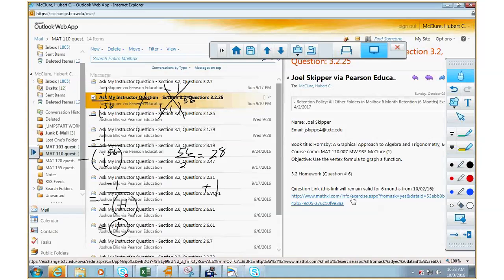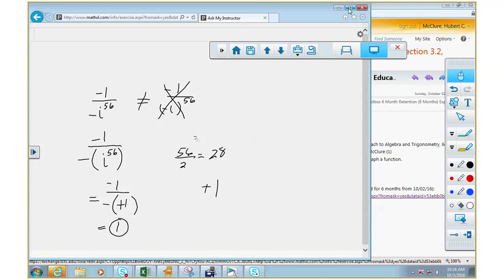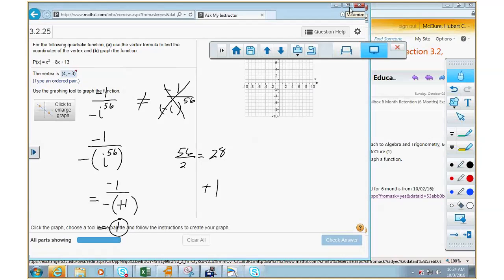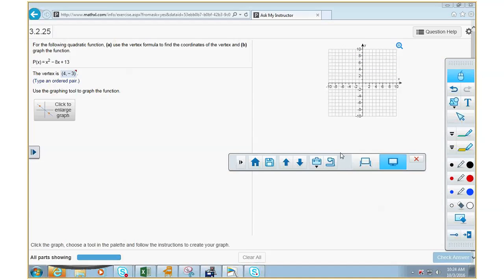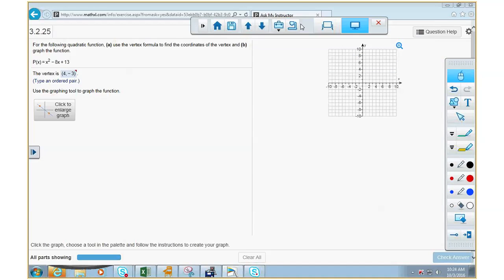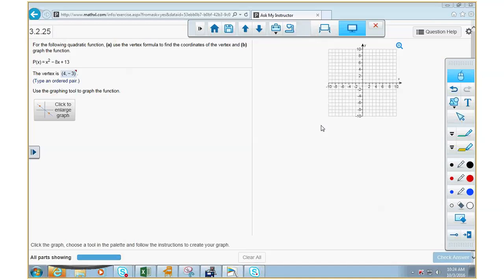3.225/6. Test question. This is a test question. Anything having to do with these type questions, test question. For the following quadratic, blah, blah, blah. Do complete the square. That's all you're going to do on these. So get to it.